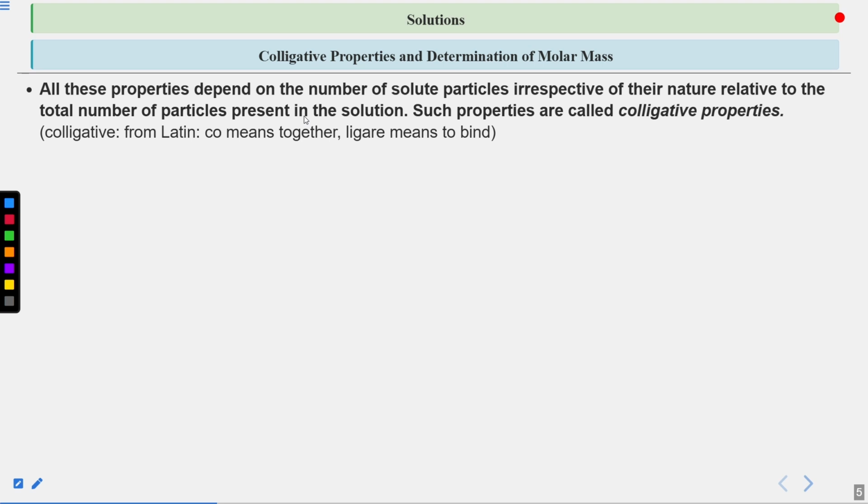First, what is a colligative property? Colligative properties are the properties which only depend upon the number of solute particles, and are not dependent upon the nature of the particles present in the solution. The word colligative is derived from a Latin word, where co means together and ligare means to bind. So binding together means colligative properties.